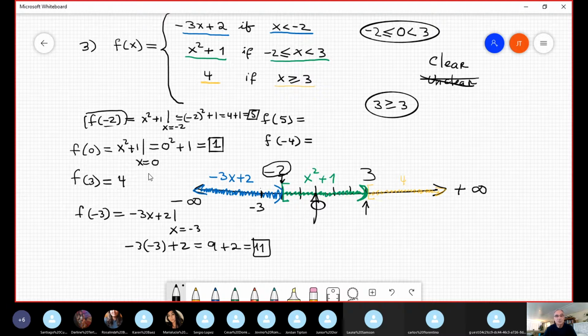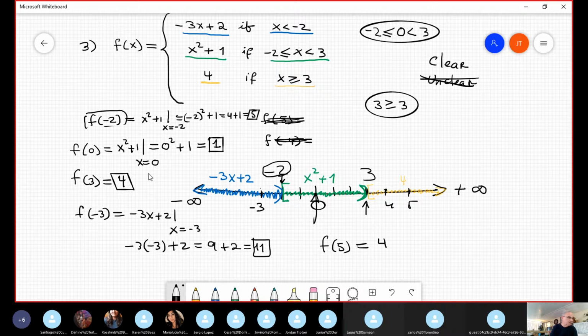Now f of 5. Okay. Forget about here. Let me copy in another place. And 5, this is 4, this is 3, this is 4, and this is 5. 5 lies in the yellow part. In the yellow part, the function is just 4, and it does not depend on x.